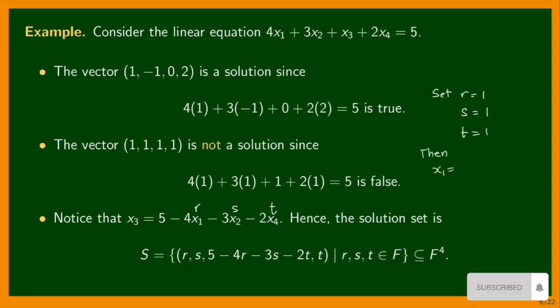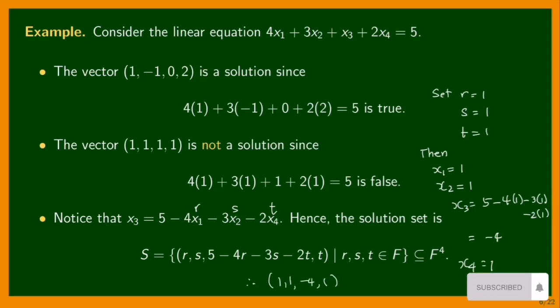X sub 1 is r, so that's 1. X sub 2 is s, so that's 1. X sub 3 is 5 minus 4 times 1 minus 3 times 1 minus 2 times 1. And that is 5 minus 4, that's 1, minus 3, negative 2, minus 2, that's negative 4. X sub 4 on the other hand is t, so that is 1. Therefore, (1, 1, -4, 1) is a solution.